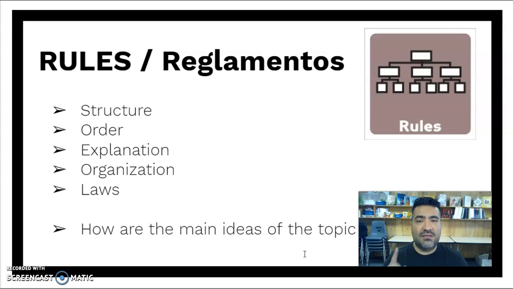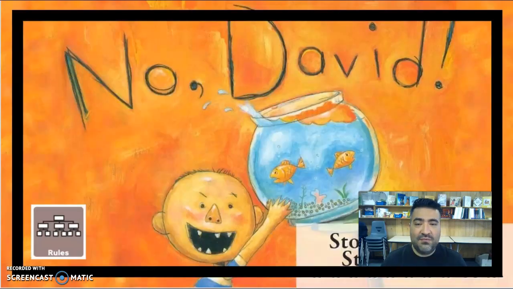Remember, these icons are visual representations of what I want the students to think. So as we're opening up a story, very well known, No David No, we can put that icon on their board and just simply say, let's look at the rules that David followed or did not follow and what are the consequences.